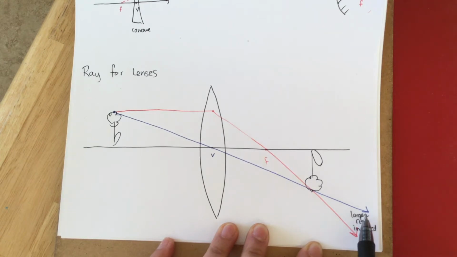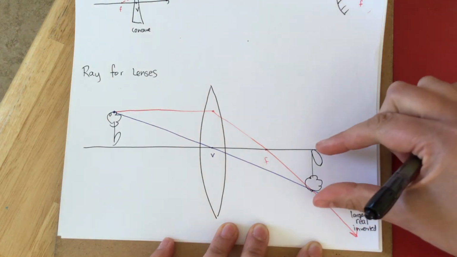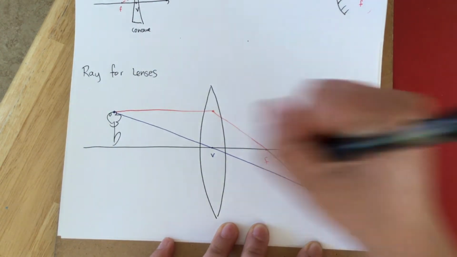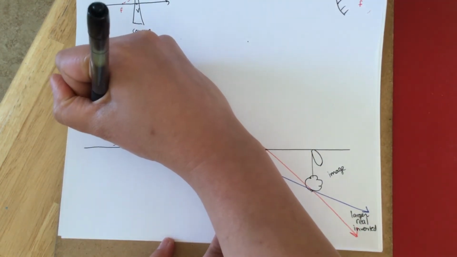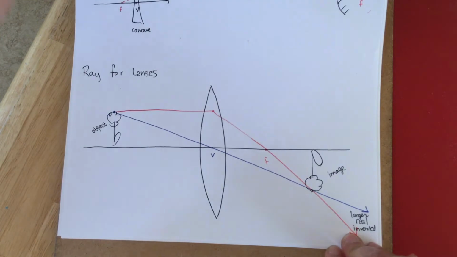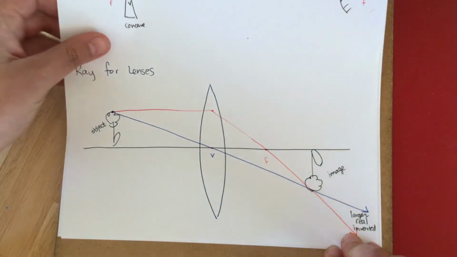To determine larger, smaller, or the same size, we're comparing the size of your image, this is my image flower, to my object flower. Okay. Now, for mirrors, that looks super duper similar. So I'm going to show you how to do ray diagrams for mirrors, and then we'll compare.